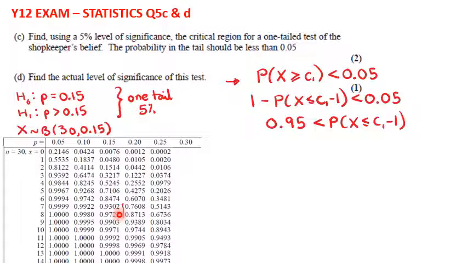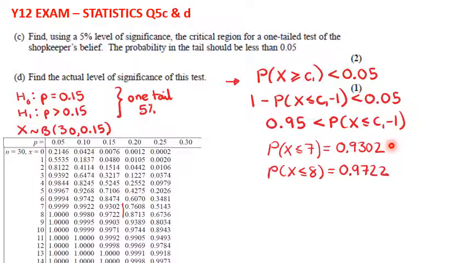Now, to ensure you get full marks on your papers, I would write both of those down. So less than or equal to 7 is that. Less than or equal to 8 is that, and we're showing that that's the first one then, where it is greater than 95%. So here we can say that C1 minus 1 must equal 8, C1 equals 9.